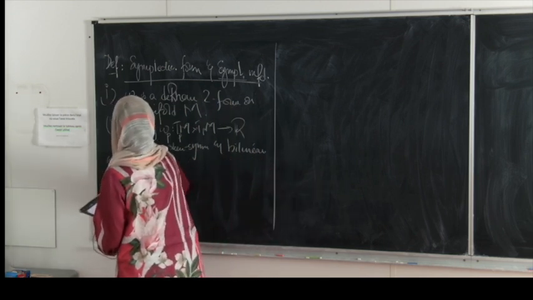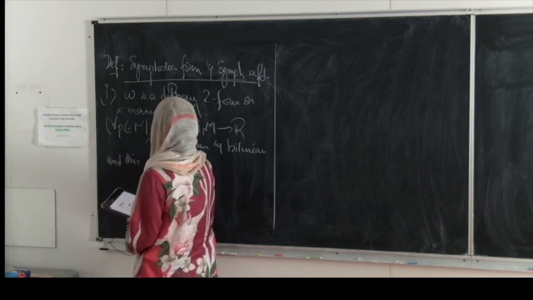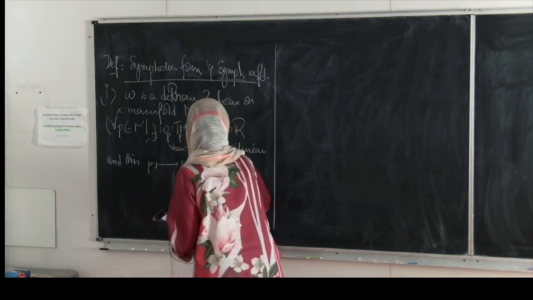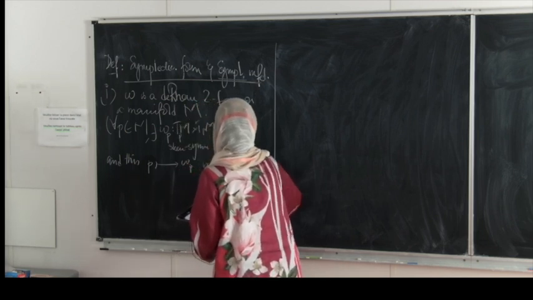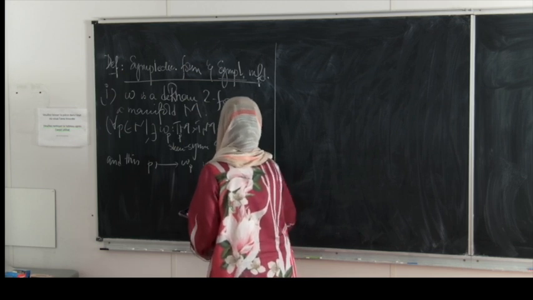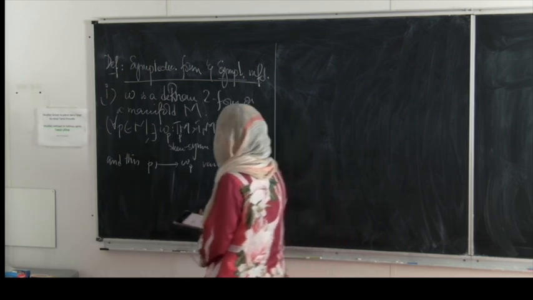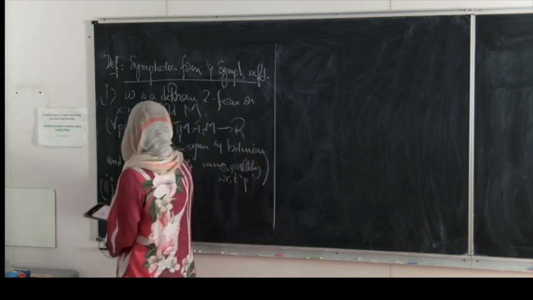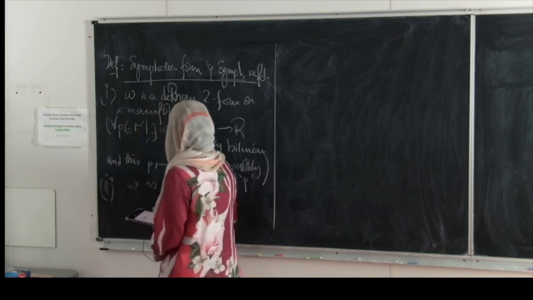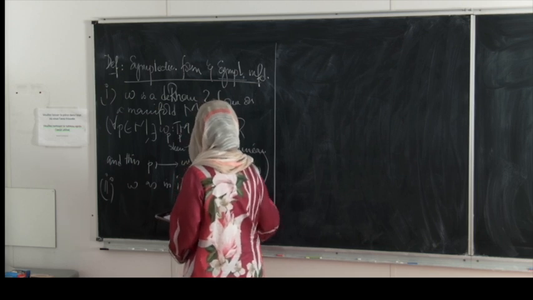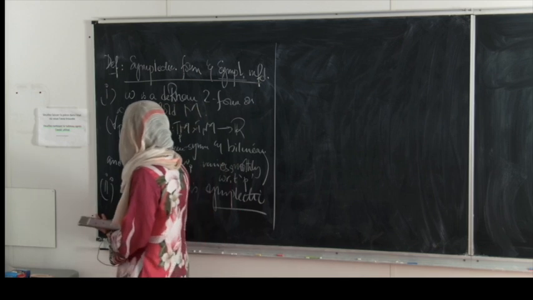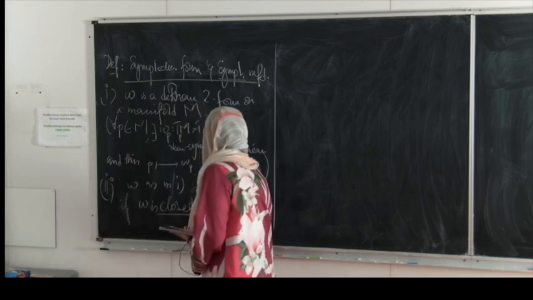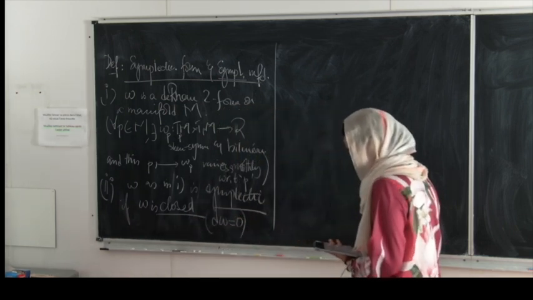And this omega, this assignment that takes any p to omega p, varies continuously or smoothly with respect to p. Okay, that's what it means. So if you take such a two-form omega, as in part one, it's symplectic. It's a symplectic form. If omega is closed, what does that mean? That means that its exterior derivative equals zero.